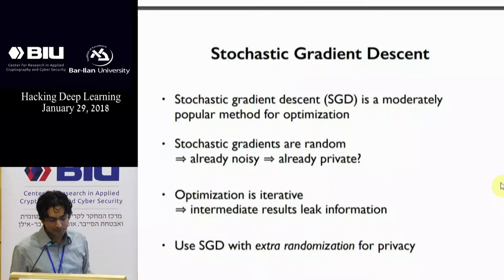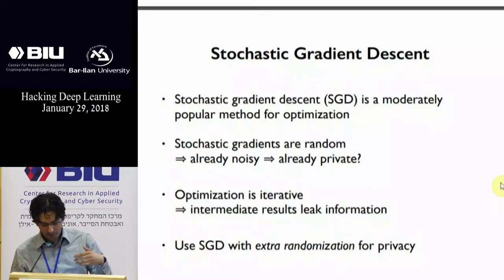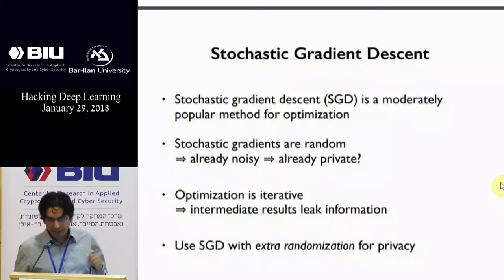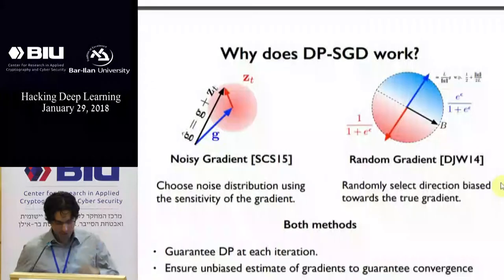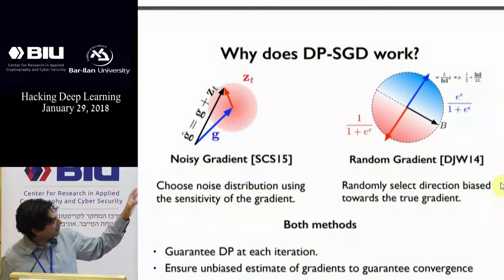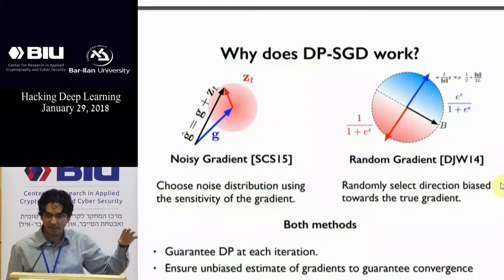it gives one hope. But the problem is if you're doing SGD and you're publishing intermediate results of your training, or you don't trust the person doing the computation, you're leaking information as you go along. So we want to use SGD with a little extra randomization. We're going to add noise to the gradients to do this. And it works pretty well. You can do it in a couple of different ways. We looked at adding the noise to the gradient. You could also randomize the direction of the gradient, so sometimes you take bad gradient steps, but not too often.